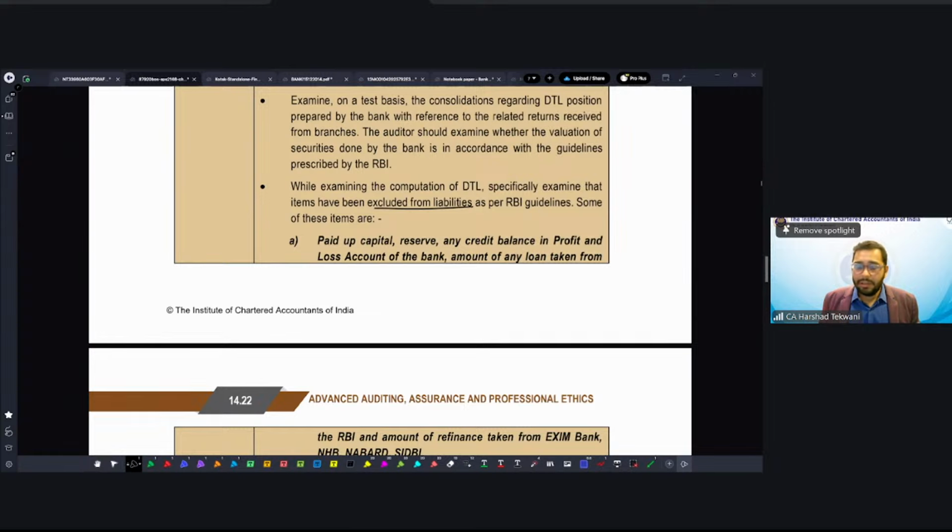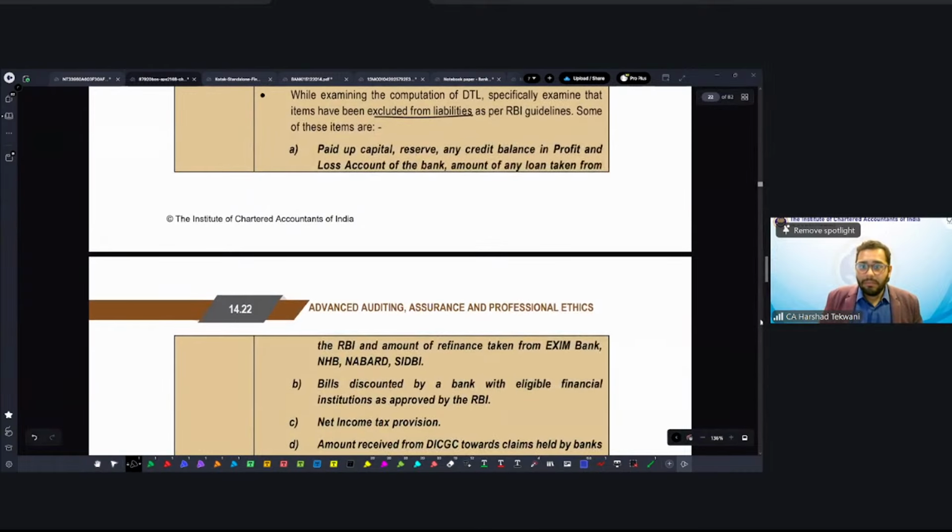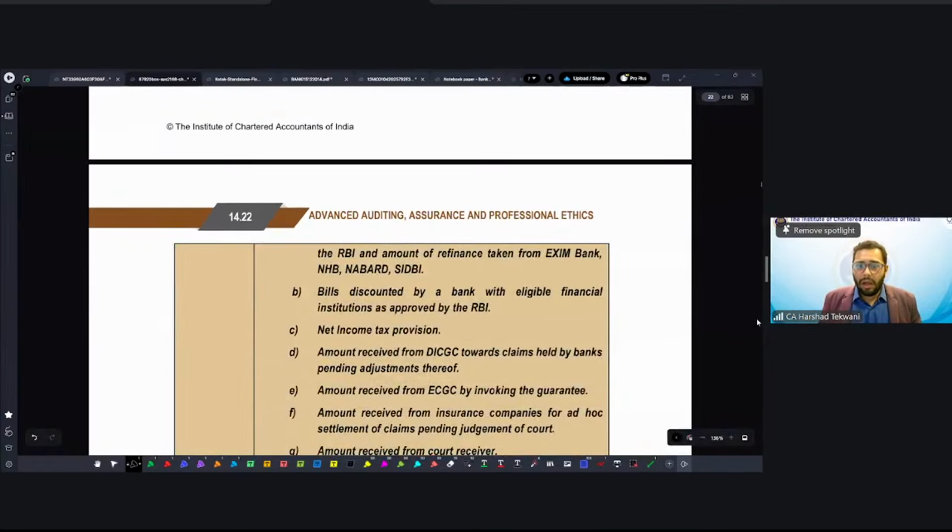Okay, and that is the way we saw paid up share capital, then amount of refinance taken from Exim, NHB, NABARD, SIDBI. Then there are other circulars which provide that you should not take these kind of liabilities. For example, bill discounted by a bank with eligible financial institution as approved by the RBI. Net income tax provision, it is not a liability. Income tax provisions are not liability. Amount received from DICGC, that is again credit guarantee.